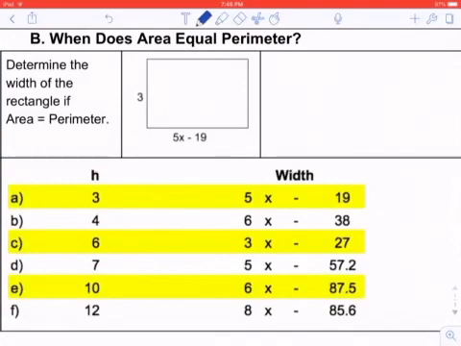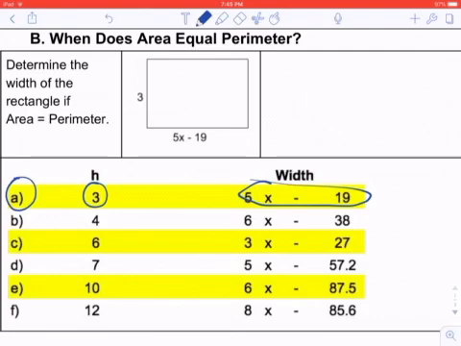In this screencast we're going to look at when area and perimeter are equal for a rectangle. So what we're going to do is start with a rectangle. I'm going to do example A with you. And I think right in this row it says the height of the rectangle is 3 and the width is 5x minus 19.